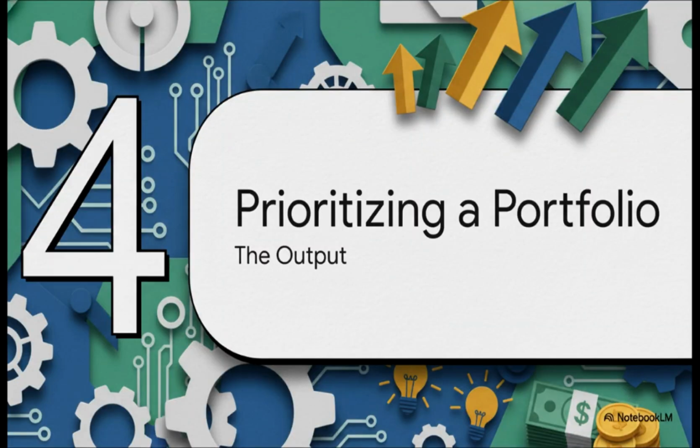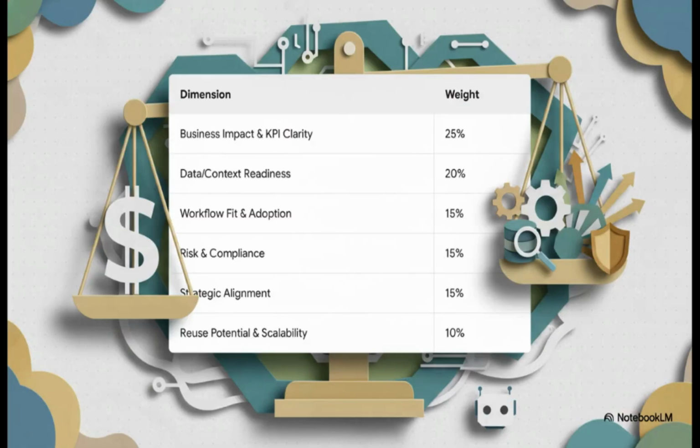Okay, so let's say we've got a list of ideas that have made it through all those tough questions. They're validated, they're viable. The final challenge is deciding, what do we actually fund, and in what order? It's time to move from a list of good ideas to a strategic portfolio. Now, instead of just chasing the highest ROI, which can be misleading, the most effective programs use a weighted scorecard, something like this. It forces a much more holistic view. You're balancing the pure business impact with things like data readiness, how well it fits the workflow, risk, and even its potential to be reused elsewhere.